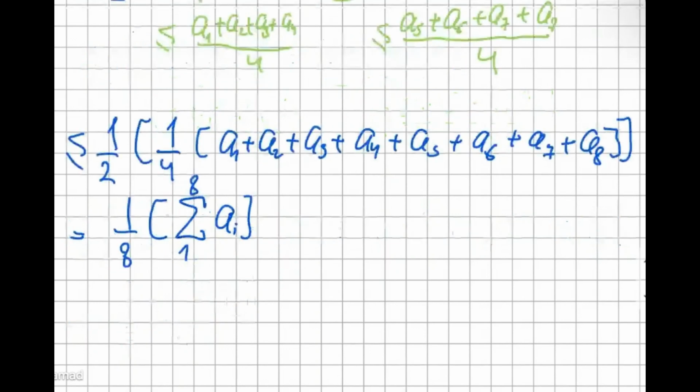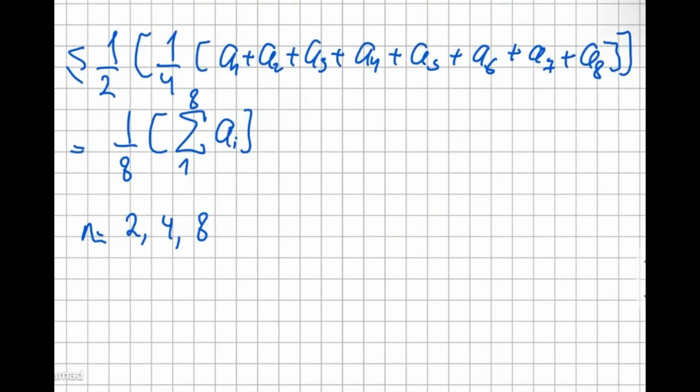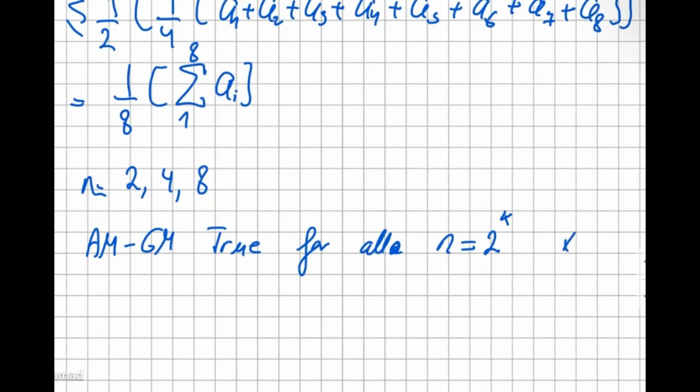Okay, so what we have established is that this is true for n equals 2, 4, and 8. And actually, by induction, we have also shown that this is true for all n of the form 2 to the power of k. So this is generally true. We can always repeat this and use this induction argument to generalize this to all of these numbers that have this form, and k, of course, bigger or equal to 1.